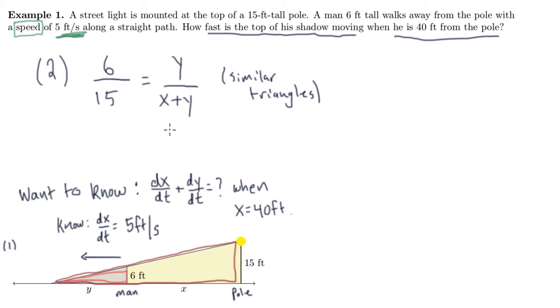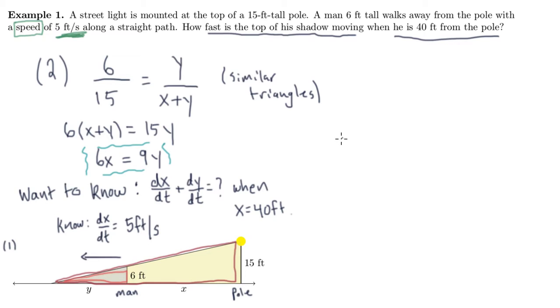All right, but this does give us a relationship between x and y. And I'm actually going to simplify this relationship a little bit. So I'm going to cross multiply. So that gives me 6 times x plus y equals 15y. And this is 6x plus 6y. So if I subtract 6y, I actually get a very nice relationship. 6x is equal to 9y. Okay, so here's my relationship between x and y.